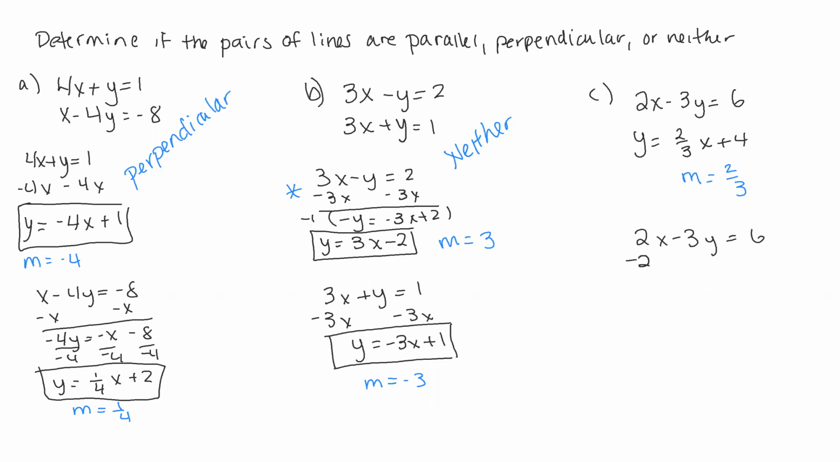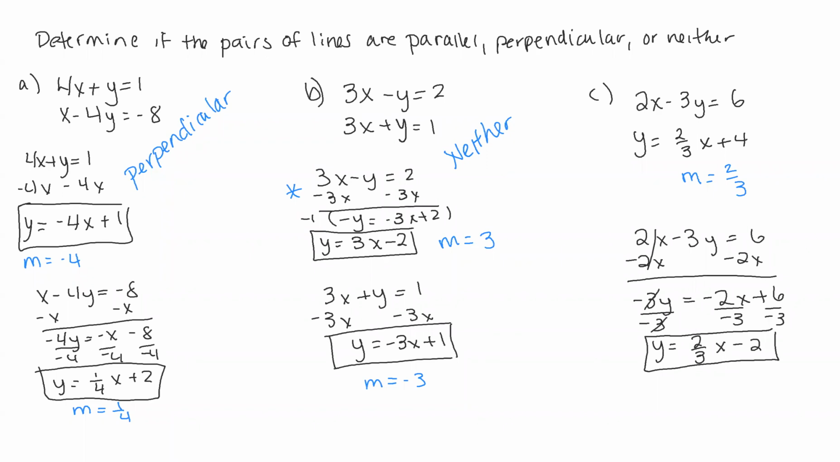So to solve this for y, I want to subtract 2x. 2x is canceled. I'm left with negative 3y is negative 2x plus 6. Well, I need to divide everything by negative 3 first. And then the negative 3's on the y's cancel. And then negative 2 divided by negative 3 is positive 2/3. And then positive 6 divided by negative 3 is negative 2.